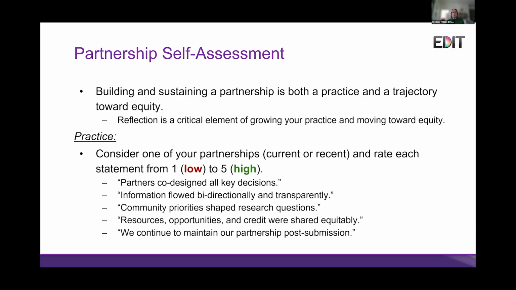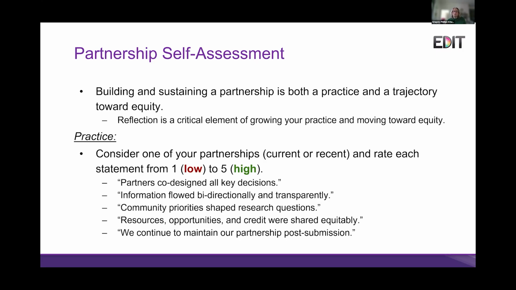It could be a current or recent one, and I want you to think about how you would rate each of these statements from 1 being low to 5 being high. I'm not going to ask you to put it in the Q&A or anything, just something to reflect on as we're talking today. First prompt, partners co-designed all key decisions. Second prompt, information flowed bidirectionally and transparently. Third prompt, community priorities shaped research questions. Fourth prompt, resources, opportunities, and credit were shared equitably. And fifth prompt, we continue to maintain our partnership post-submission.